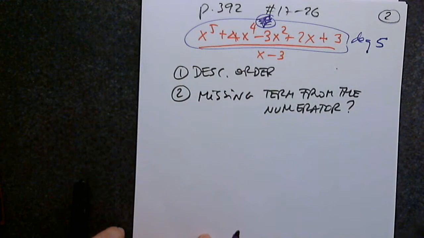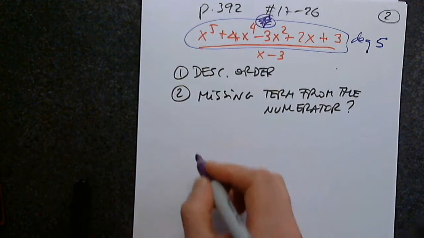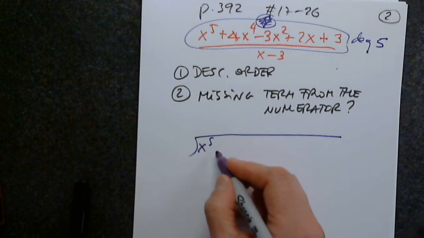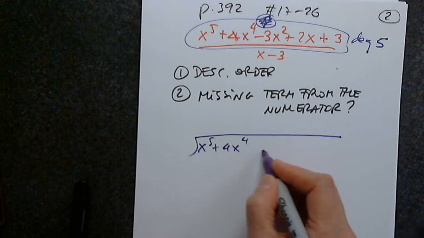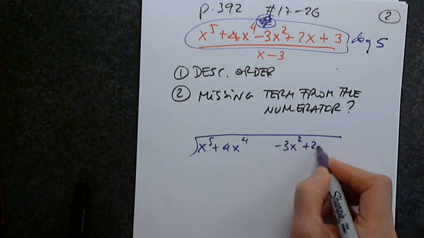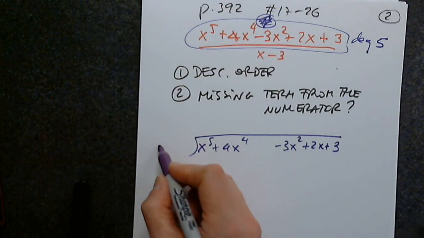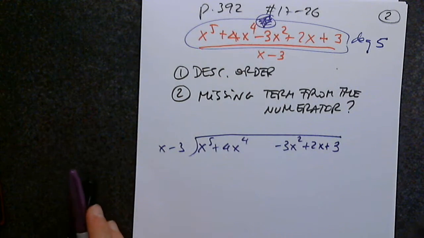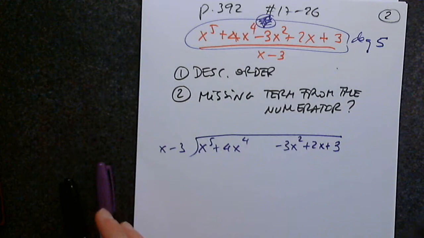Because it's missing, I will have to leave some space for it. Empty space. You can put 0 if you like. x to the 5th plus 4x to the 4th. The 3rd one is missing. Minus 3x squared plus 2x and plus 3. And I divide by x minus 3. The same as division with numbers, numerical division. However, this is slightly different because of x.